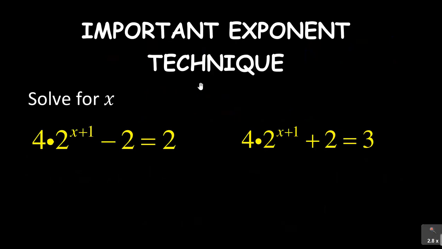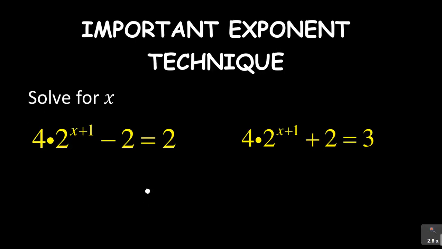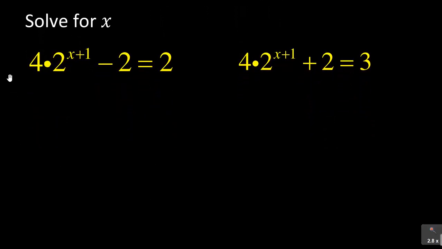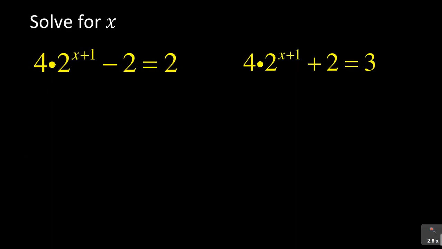And I got this question that I want to deal with you in a quick way. It says important exponent technique, solve for x. So now there are two questions. Let me just divide them. And the question is, how do you solve for x? So I'm given 4, that dot means multiplying. So 4 times 2 to the exponent x plus 1 minus 2 is equal to 2. So I need to solve for x.